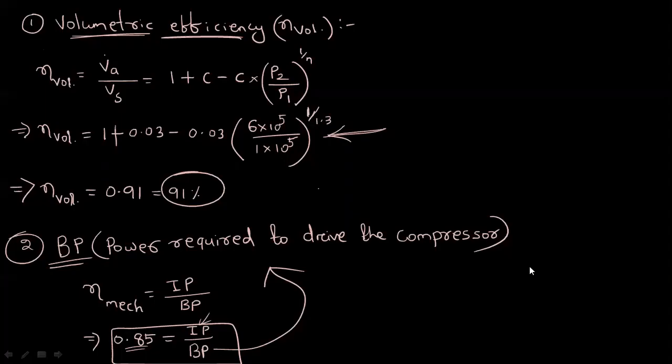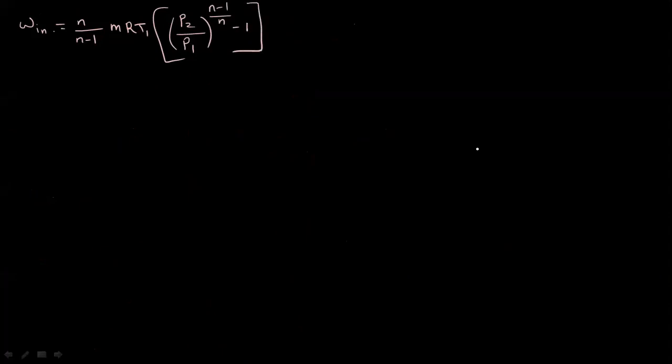Let me show you the formula. Indicated power, or work done, equals n by n minus 1 times m R T1, times (P2 by P1) whole to the power (n minus 1) by n, minus 1. This is the formula we are going to use, and from it we will get the indicated power.